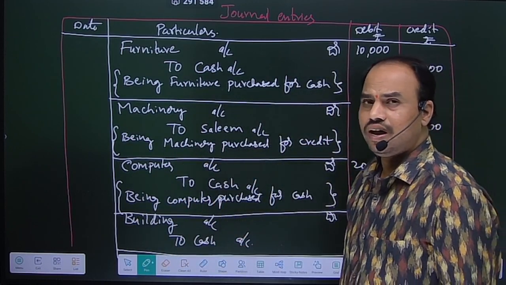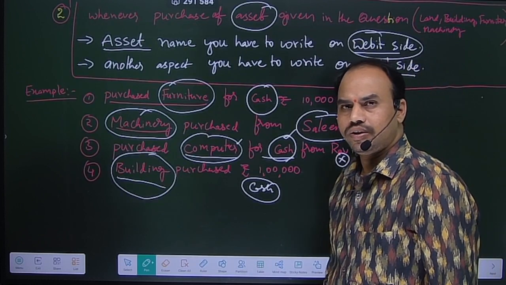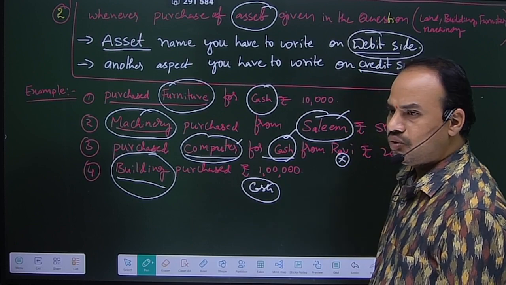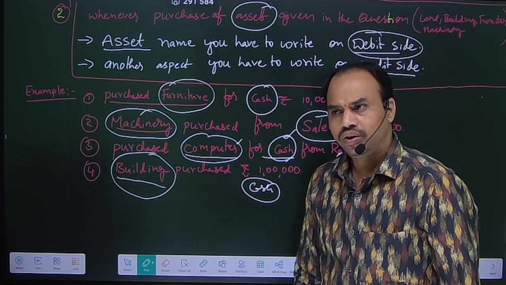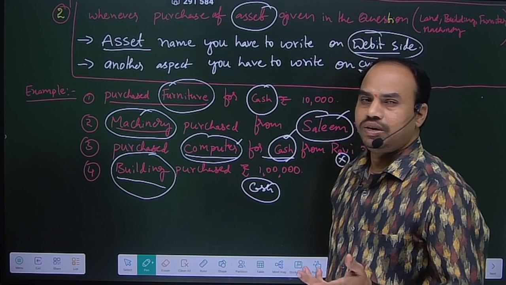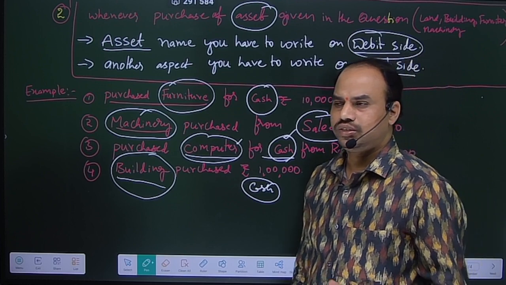So this is the second trick, beta. Okay, I hope you understand this one. Trick number 1 and trick number 2 I have explained to you. Now I will explain trick number 3 and trick number 4 in the next video. Okay, with this I am going to close this session. Thank you.